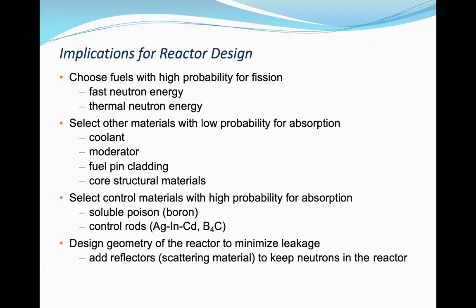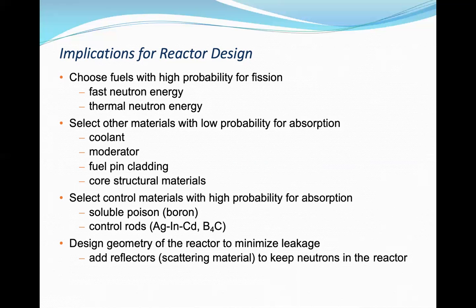Implications for reactor design. The reactor design is also one of the important phenomena for nuclear power plants. It is based on choosing fuels with a high probability for fission, for fast neutron energy and thermal neutron energy. The second one is to select other materials with low probability for absorption. It should be a coolant and moderator, fuel pin, cladding, and the core structure materials. These things are very important for reactor design.